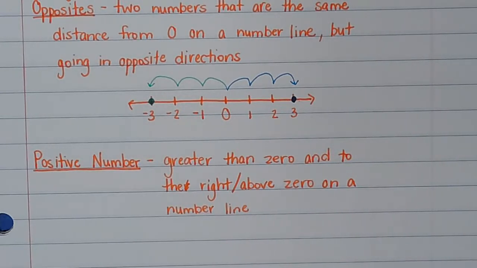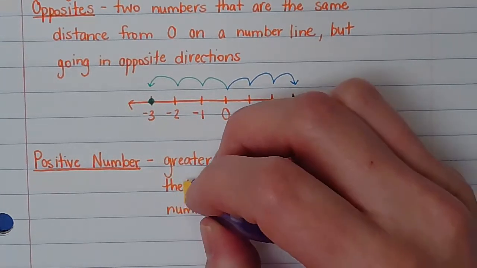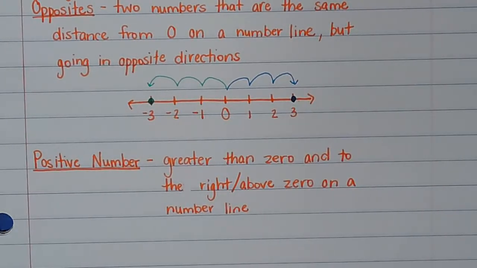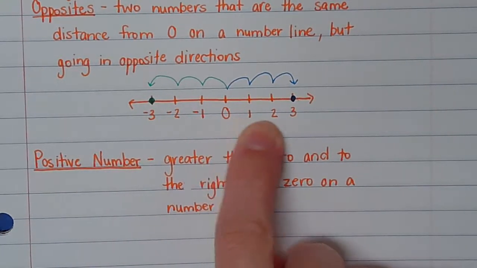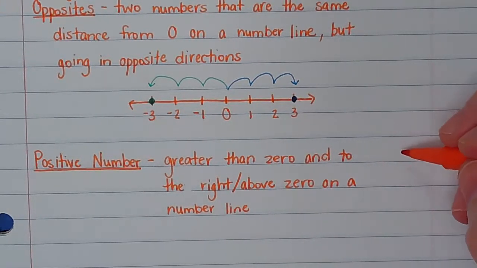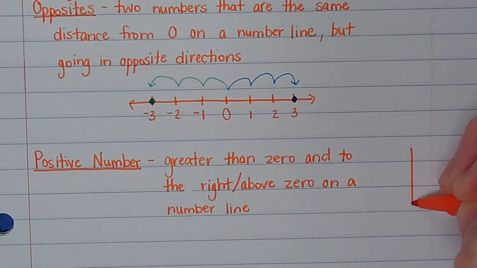Like I said, we're going to be using a lot of number lines, so it's definitely something that you need to get comfortable with using. Sometimes they'll be up and down, sometimes they'll be side to side. So just get used to seeing those. When I say it's to the right of 0, that's like this right here. So any number to the right of 0 is going to be a positive number. When I'm talking about being above 0, that's when you have a vertical number line.